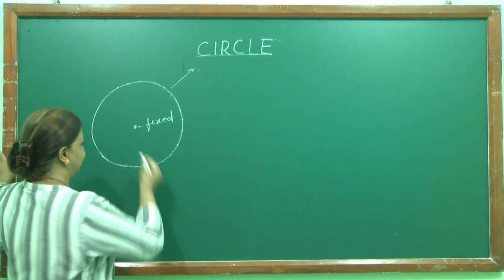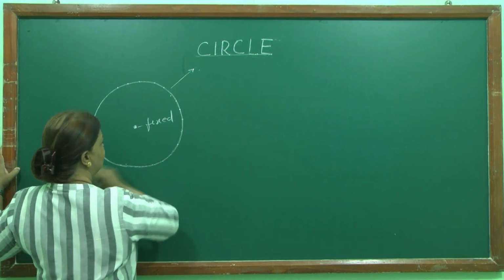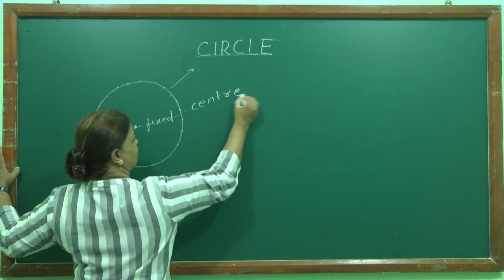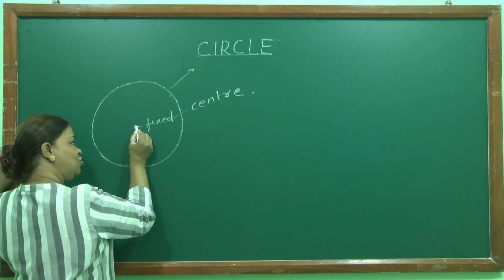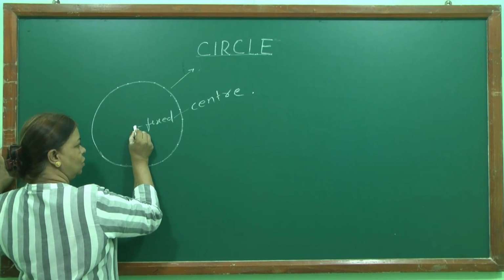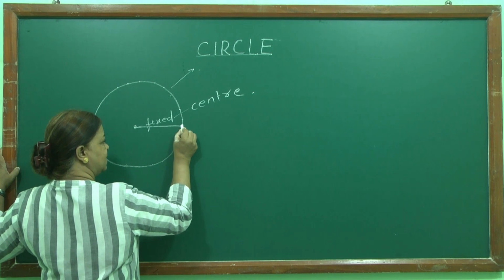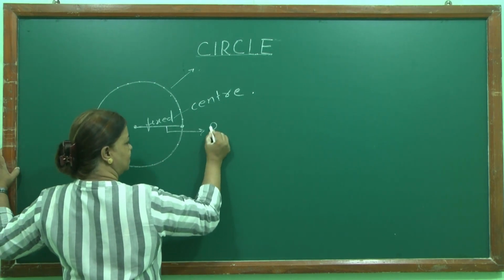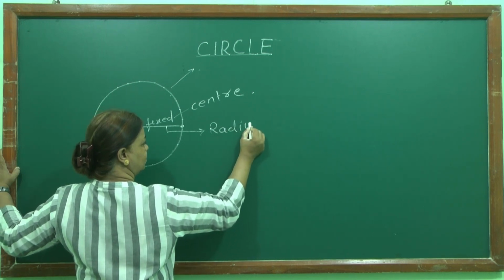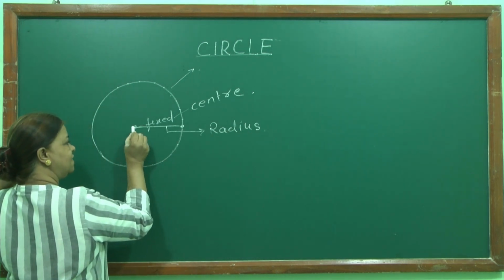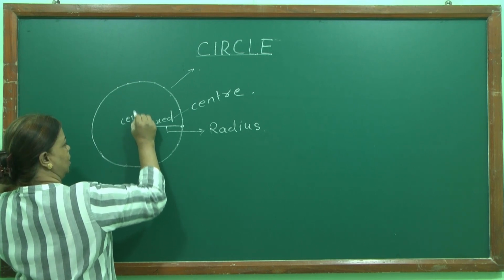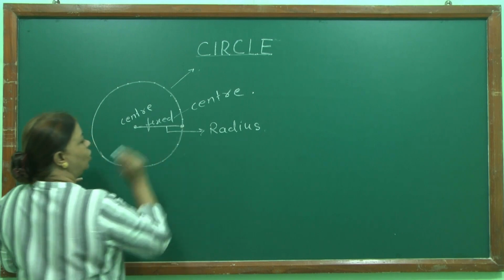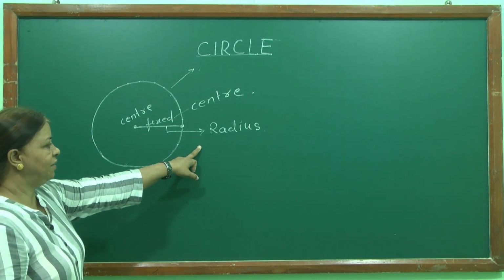Now, what is a radius? The fixed point is known as the center. And if we join this fixed point to any point on the circle, this makes a radius. The fixed point, that is the center. If we join the center to a point on the circle, this will make a radius.